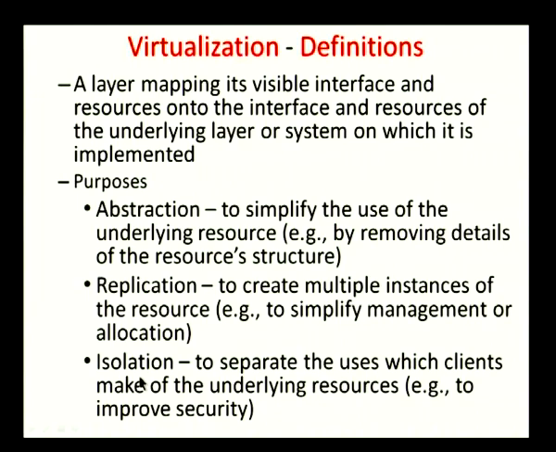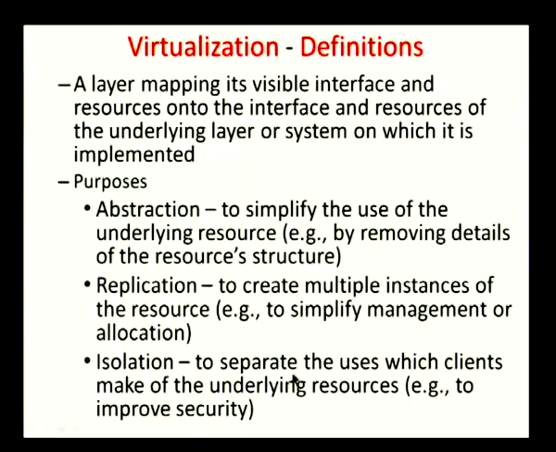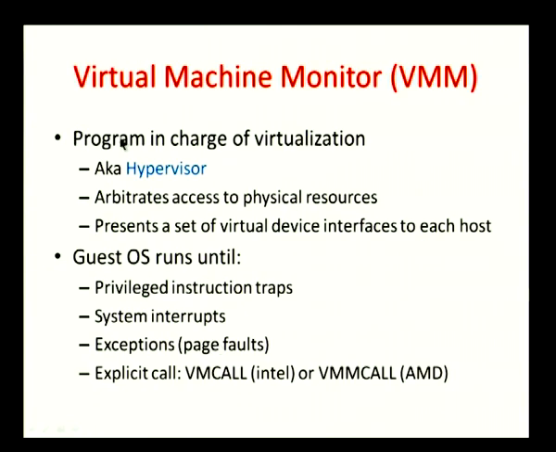Then third one is isolation. Even though you are creating 3 virtual machines from one physical machine, all the 3 machines are isolated entities. You do not have the connection between virtual machine 1 and virtual machine 2. It is not necessary to show your virtual machine 1 content to virtual machine 2. If necessary, you can network those things and you can give the permission to access it, but without that each virtual machine is an isolated machine. So, it separates the users which clients make use of the underlying resources. So, abstraction, replication and isolation, these are the purposes of this virtual machine.